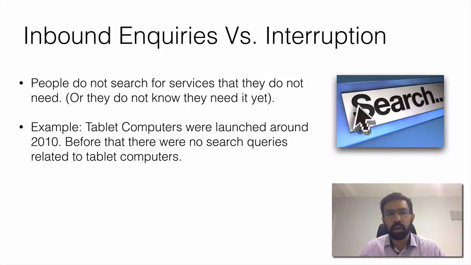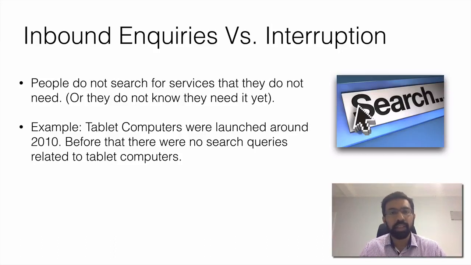So for example, tablet computers were launched around 2010. Before that, there were no search queries related to tablet computers, right? Because people did not even know that tablet computers exist. So probably search queries like Android tablets or iOS tablet or iPad did not exist. So when people are searching on search engines, they are actually searching for products and services which they know exist, right?